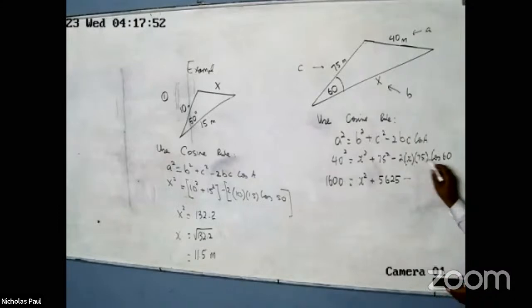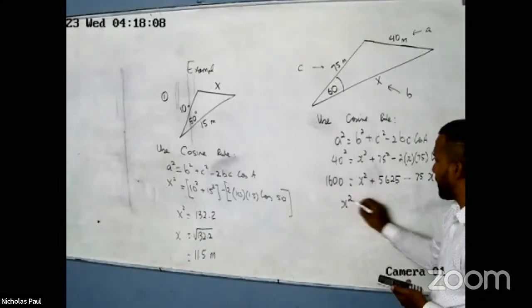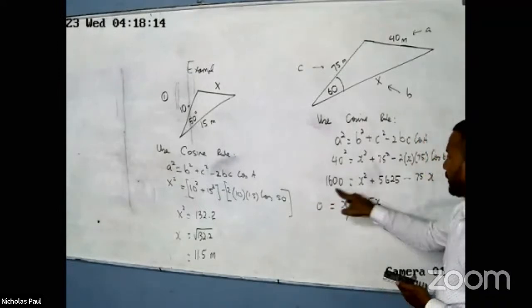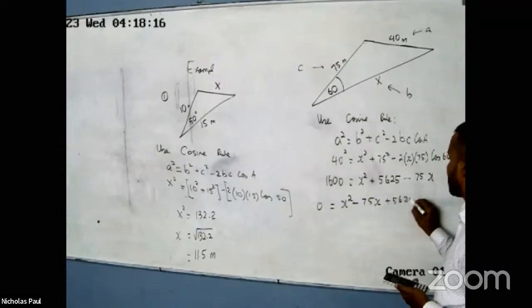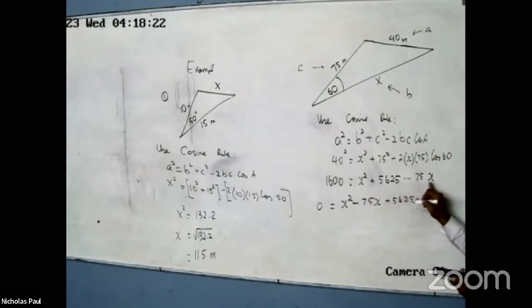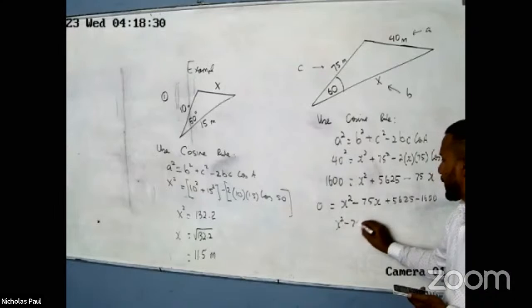I worked out this by this by this, and I got 75. So that's 75 multiplied by. See that? Anybody see what it's looking like? Quadratic. I bring it across, the 1600. So it will be x squared minus 75x plus 5625 minus 1600. Right? So x squared minus 75x, I bring it across the 1600. That's okay?